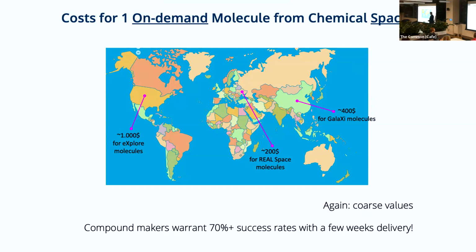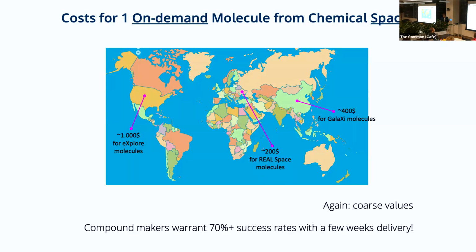$200 for the REAL Space molecules from Ukraine, from Enamine. That's a saving of a factor of 10, and we have roughly 400 for the Galaxy molecules from WuXi from their combinatorial space. So there is a massive amount of saving in this technology, which definitely must have aided in making it as popular as it is today.